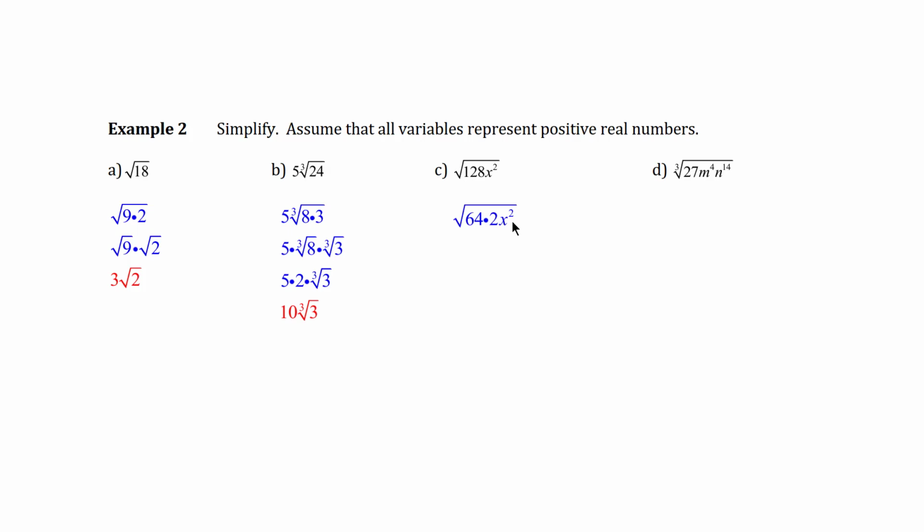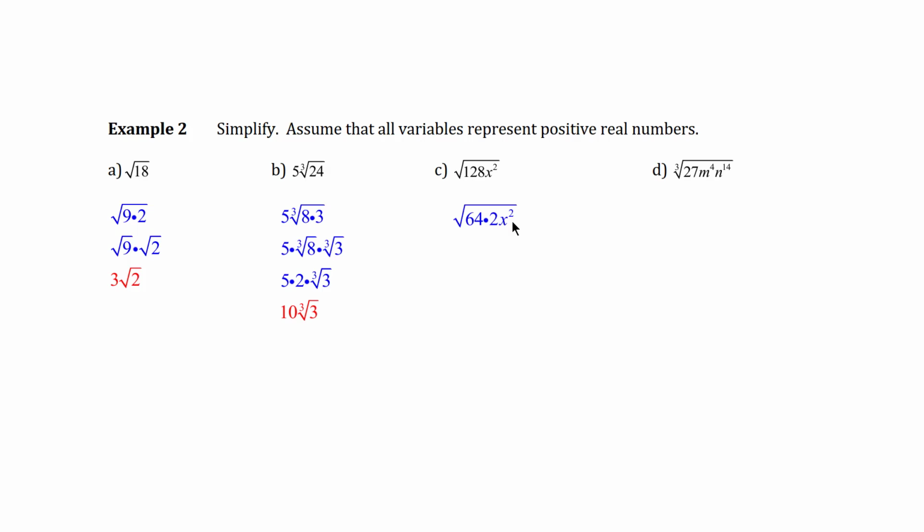Next, we can use the product rule to break apart this radical into 3 separate radicals. However, this step isn't necessary, but I'm just showing it to you so you can see how this works. In the future, you're going to see me skip this step because it becomes very cumbersome, especially when you have multiple terms underneath the radical, like in part D.